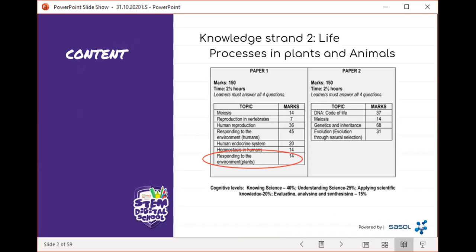You guys also know that these different cognitive level questions that we find in each paper. Both paper 1 and paper 2 have different levels of questioning. So 40% would be with regards to knowing science, and then we have 25% which is allocated to understanding science, then 20% is with regards to applying scientific knowledge. Then we also have the remaining 15%, which is for evaluating, analyzing, as well as synthesizing.